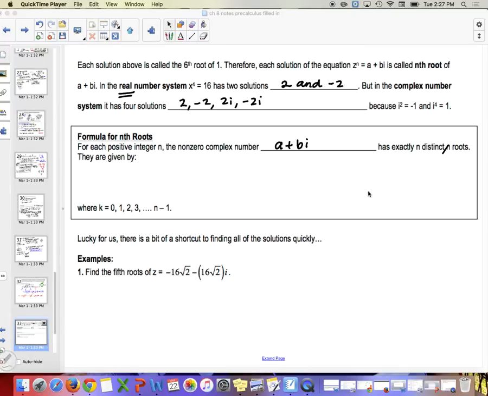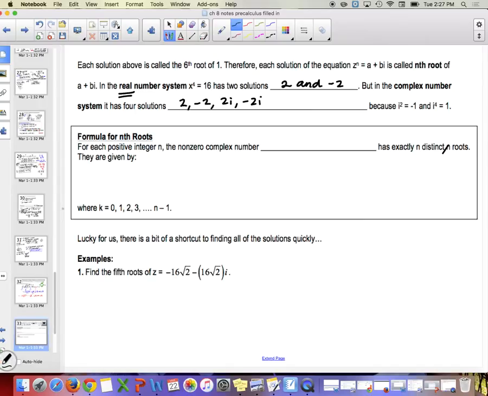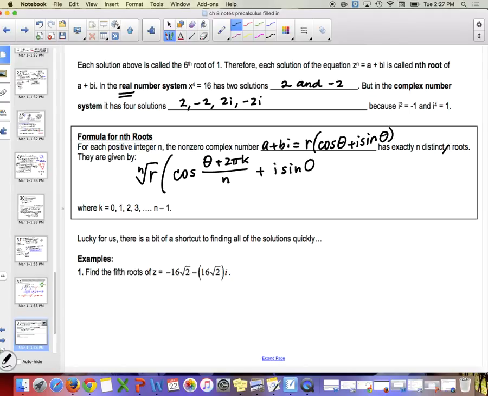If you rewrite a plus bi in its polar form, a plus bi can be written as r cosine of theta plus i sine of theta. Remember doing that in the other lesson? Then the different roots are given by the nth root of r times cosine of (theta plus 2 pi k) all over n plus i sine of (theta plus 2 pi k) all over n.